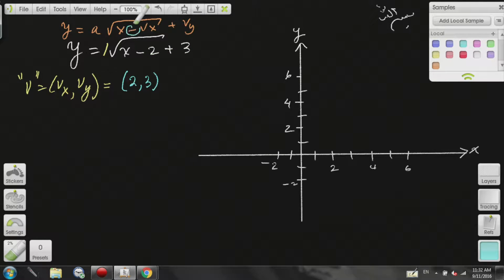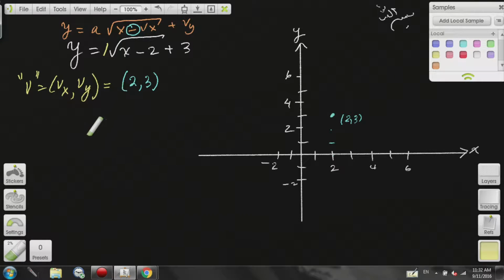It's not -2 because there's a negative sign. You understand? So that's the pseudo-vertex, so to speak. That's 2, 3. Okay, you can call it HK or VX, so I'm just going to label that. I'm going to be a good boy. I'm going to label that 2, 3.